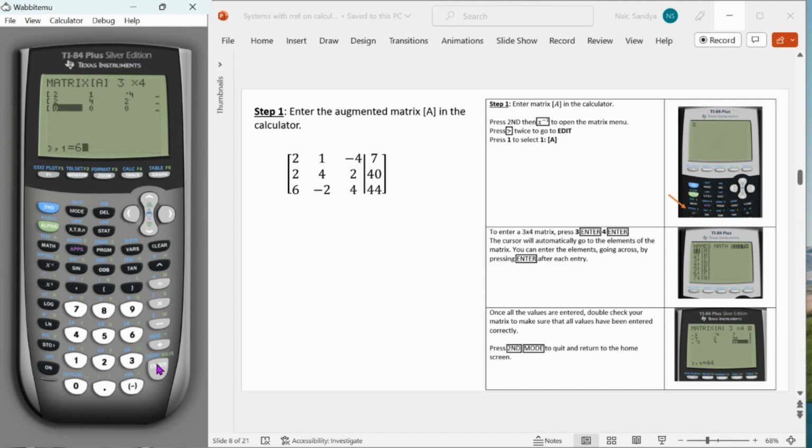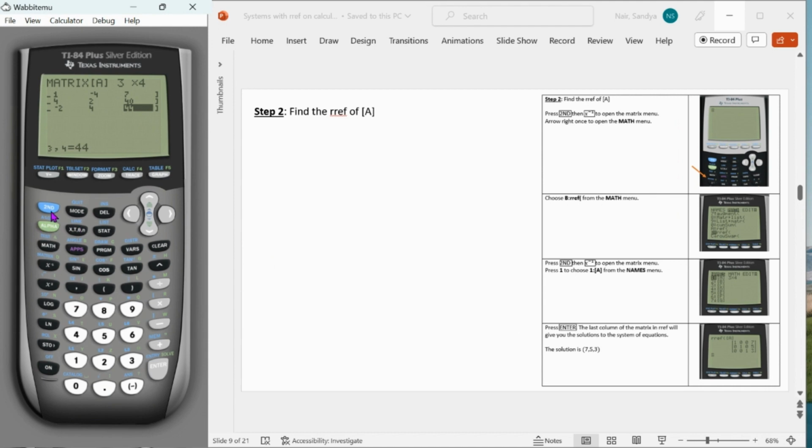And last row, we have 6, negative 2, 4, and 44. Okay, so make sure you scroll back and just double check that everything's been entered correctly. You will have to scroll right because the window's not big enough to see everything at the same time. And just double check this last column also. So if everything looks good, we're going to do second mode to return to the home screen.